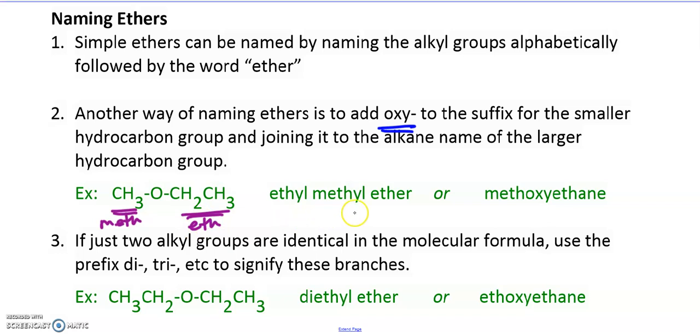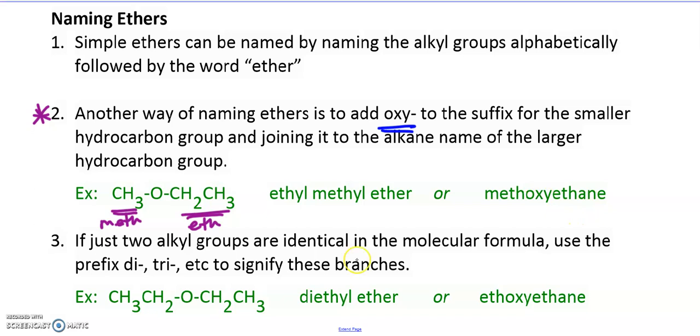So in the first way, you'd name your two groups. I've got an ethyl, I've got a methyl, alphabetically, and then ether. So ethyl methyl ether. The second way to do it, and IB prefers this way, you should note, is I name meth for my one side, I put an oxy in between, and then ethane for my other side. So this is almost like in order. Smallest, oxy in the middle, largest.